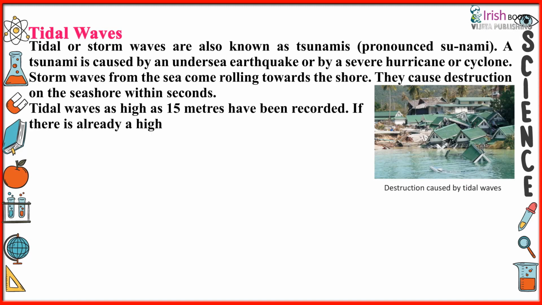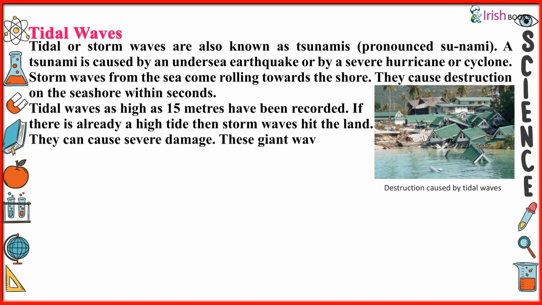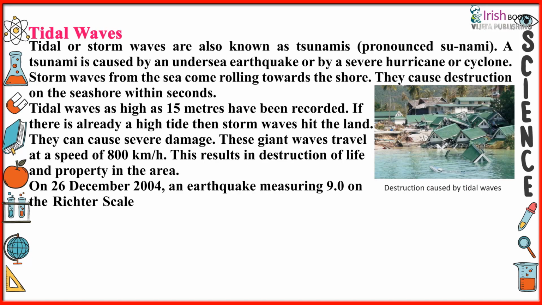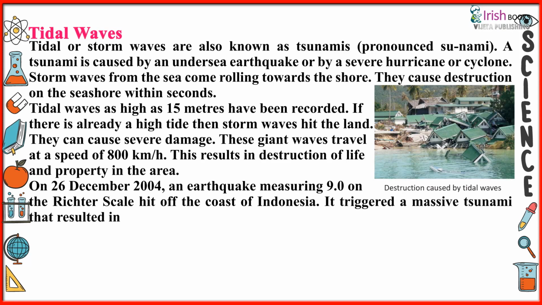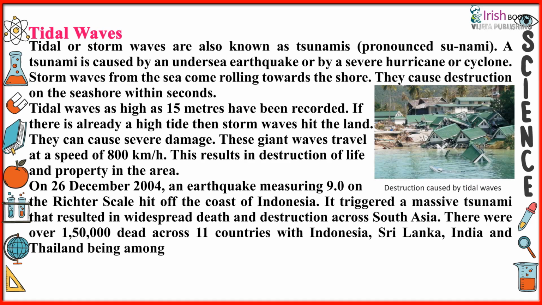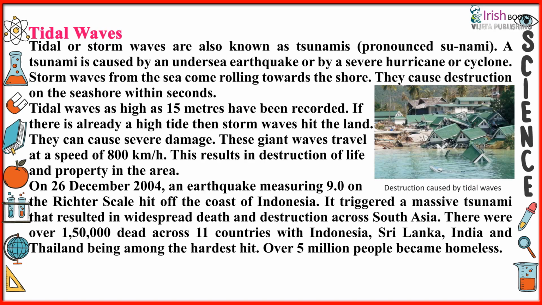These giant waves travel at a speed of 800 km per hour. This results in destruction of life and property in the area. On 26 December 2004, an earthquake measuring 9.0 on the Richter scale hit off the coast of Indonesia. It triggered a massive tsunami that resulted in widespread death and destruction across South Asia. There were over 150,000 dead across 11 countries, with Indonesia, Sri Lanka, India, and Thailand being among the hardest hit. Over 5 million people became homeless.